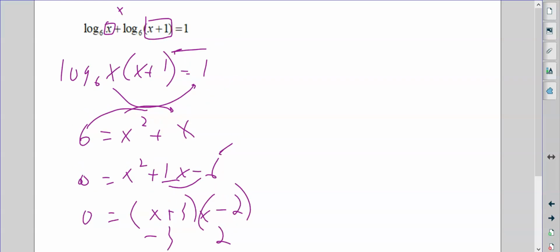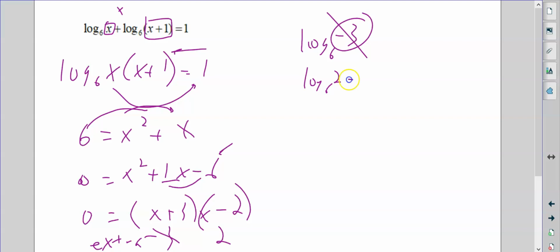So when I check this, I'm going to plug in the -3, log 6 of -3. And at this point, boom, I'm done. Cannot have a negative there. So this one is extraneous. All right. I can, though, plug in the 2. Log 6 of 2, that looks good, plus log 6 of 2 plus 1, which is 3, equals 1. And if I plug that in the calculator, if I wanted to verify any further, it works out. We're good to go.